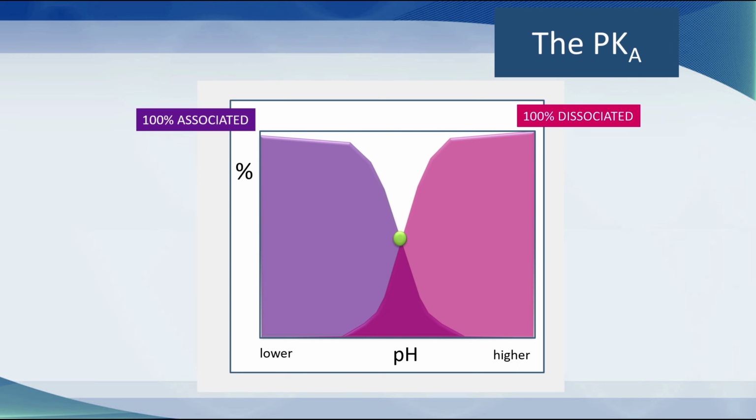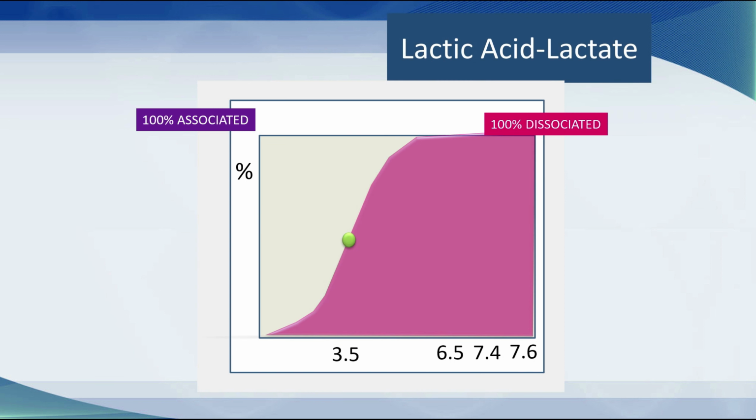I'm going to give you an example. Let's look at lactic acid or lactate. Lactic acid has a pKa of 3.5. That means at this point it is 50% dissociated and 50% associated. So 50% of this compound at a pH of 3.5 is lactic acid and 50% is lactate. Were one to take the pH down below that level, there will be more lactic acid than lactate. If you go above that level, there's more lactate than lactic acid. As you go above a pH of 6.5, this compound is fully dissociated.